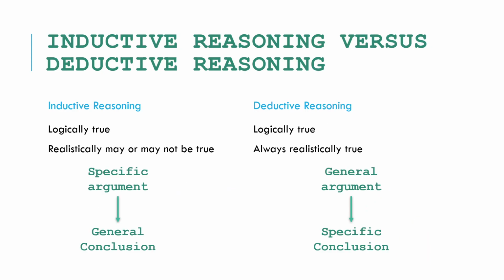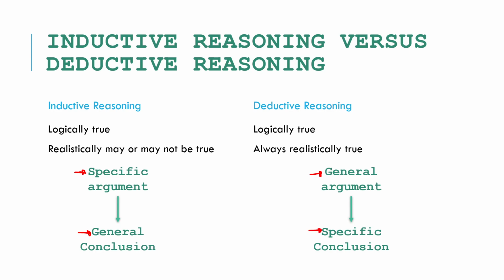So to recap what we have with inductive and deductive reasoning: inductive reasoning would always be logically true, but realistically may or may not be true. That's why the conclusions that we generate when using inductive reasoning are called conjectures. So we have specific arguments to draw out a general conclusion. Deductive reasoning, on the other hand, would always be logically true and realistically true because we have a general argument, a general principle, a general assumption to reach a specific conclusion.